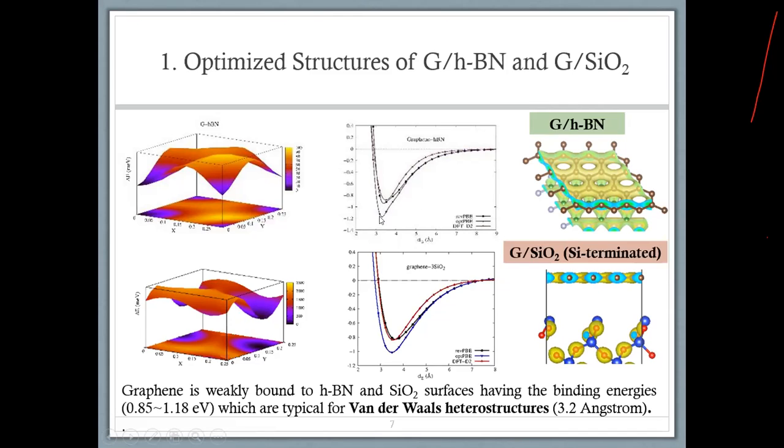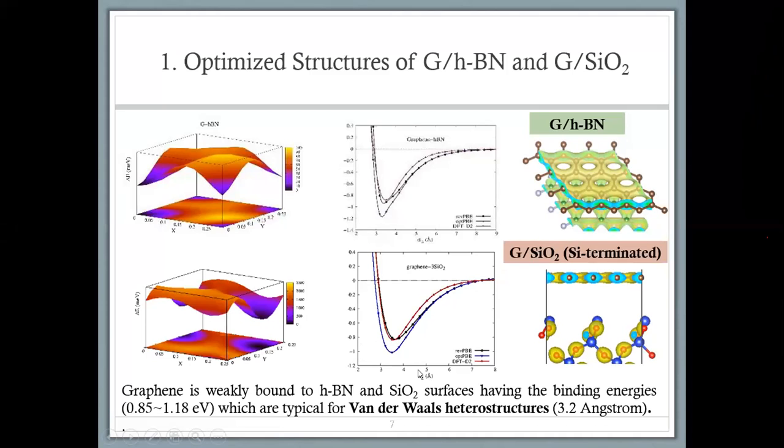And the result shows that at around 3.2 angstrom, we can get the minimum configuration of graphene on hBN. And the binding energy is around 1 eV. And the figure shown here is graphene put on the boron nitride like this. In the case of silicon dioxide, the result has been shown here with the local minimum, and similarly at about 3.5 angstrom, we get the stable structure of graphene on the silicon dioxide, also with the binding energy in the range of 0.8 to 1 electron volt.